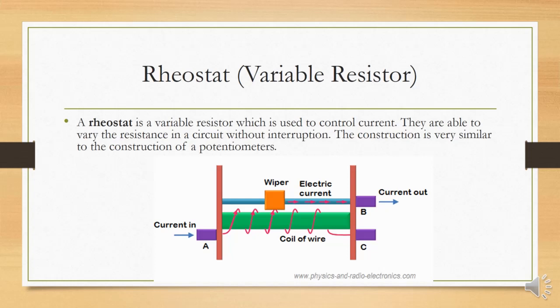This is called a rheostat. It's a variable resistor which is used to control current. They are able to vary the resistance in a circuit without interruption. The construction is very similar to the construction of a potentiometer. We will discuss the potentiometer later on as well.